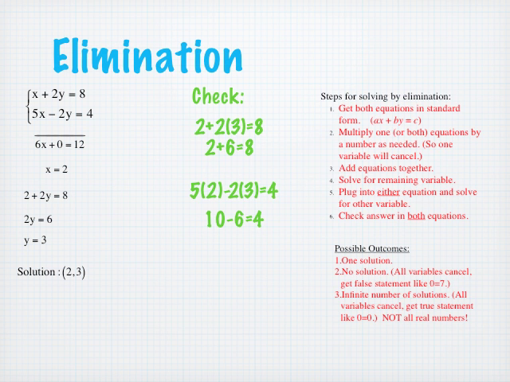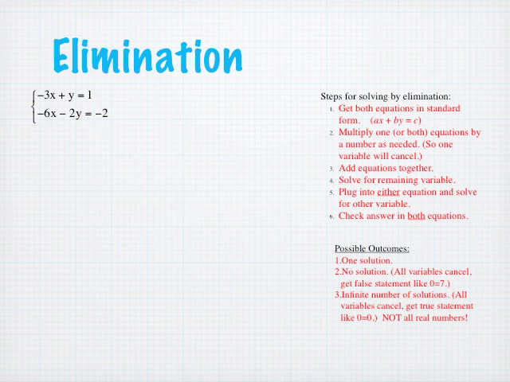Not much though. Let's look at this guy right here. Negative 3x plus y equals 1. Negative 6x plus 2y is equal to negative 2. First step, are they both in standard form? Do I have all the variables on the left-hand side of the equal sign and all the numbers on the right-hand side of the equal sign?